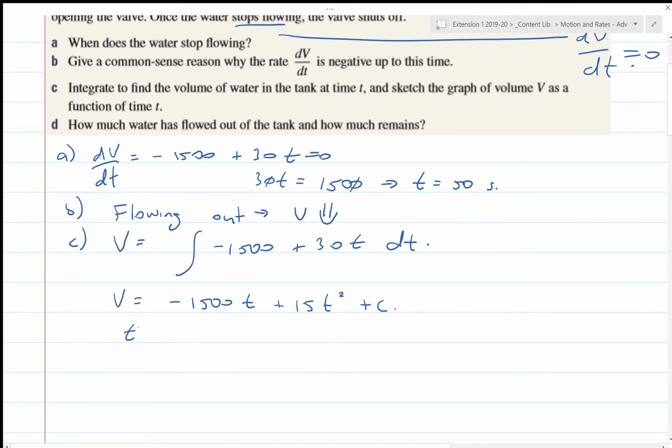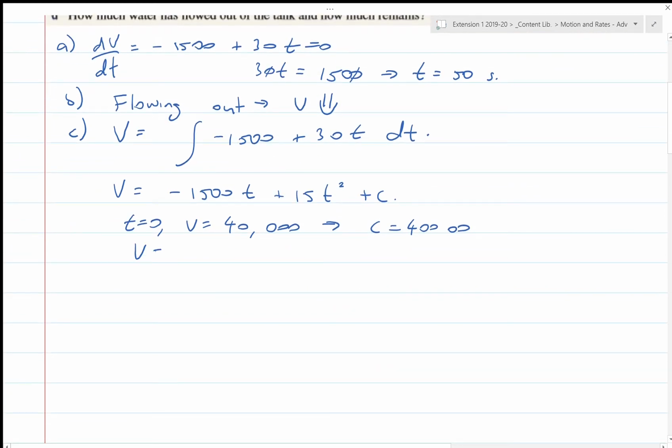So T equals 0, V equals 40,000. So therefore, C equals 40,000. God, they're going to make me sketch this. So volume is 40,000 minus 1500T plus 15T squared.